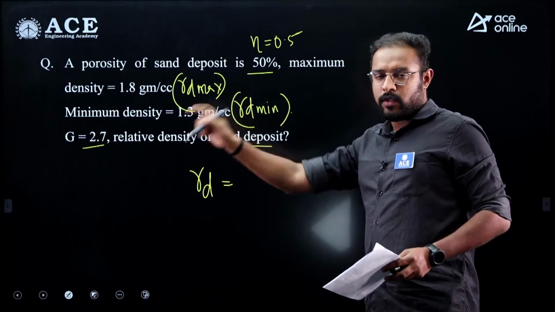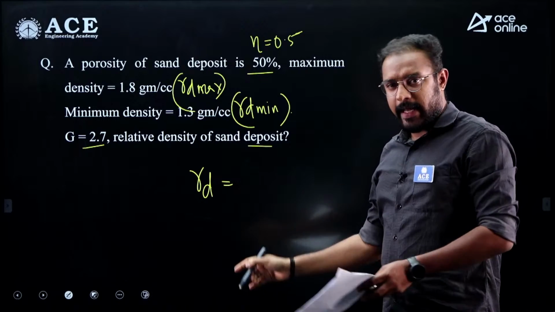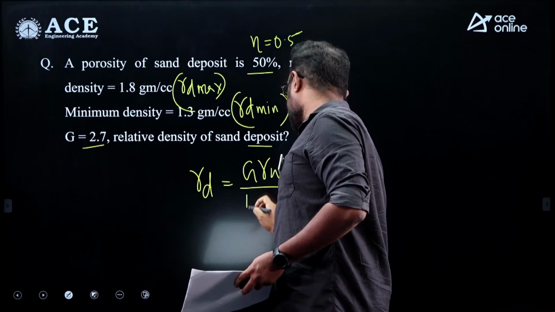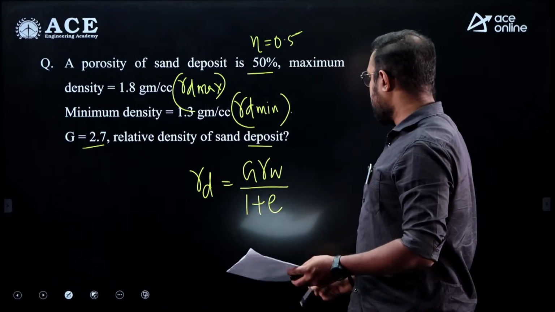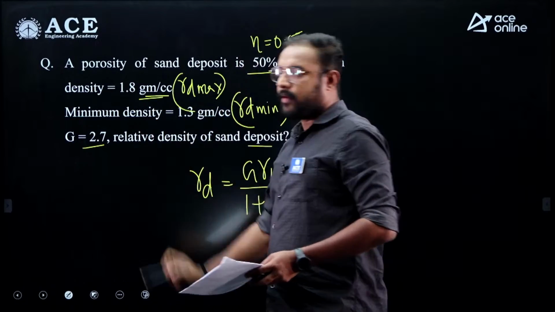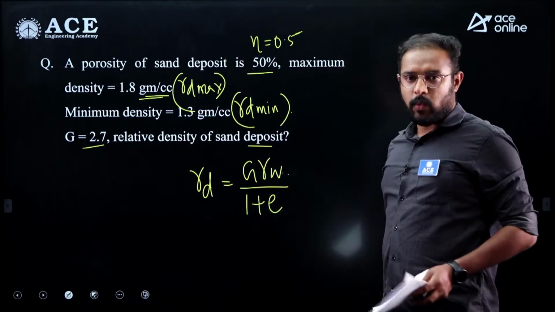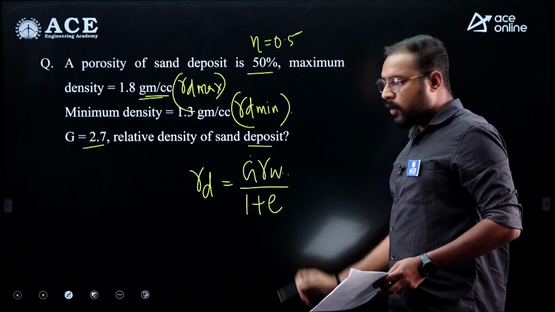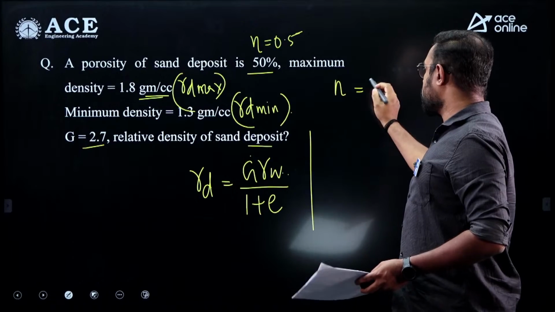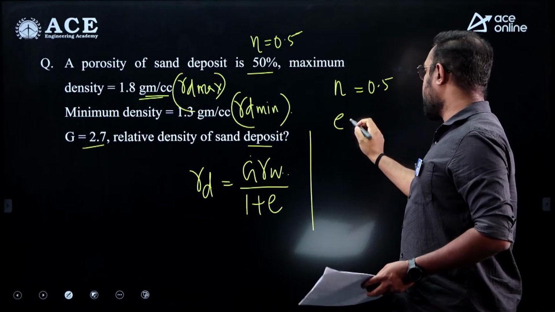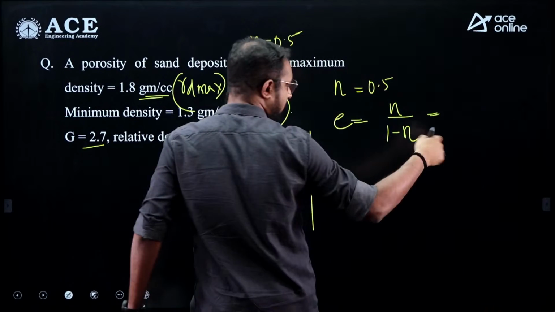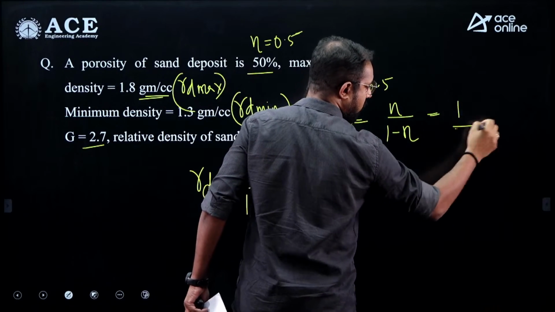Based on this gamma d calculation, in the morning we had one question, so it is again from the same area. This is nothing but G into gamma W divided by 1 plus e. Gamma W value here we'll take as 1 gram per cc, because they are giving in gram per cc. So gamma W value is 1, G value is 2.7. Do I know the value of e? No, directly I don't know the value of e, but porosity is given as 0.5. Then void ratio will be n divided by 1 minus n, that is 0.5 divided by 0.5, you will get 1.